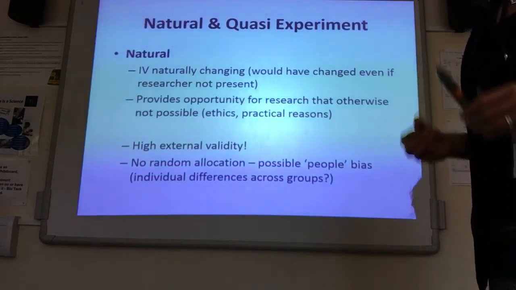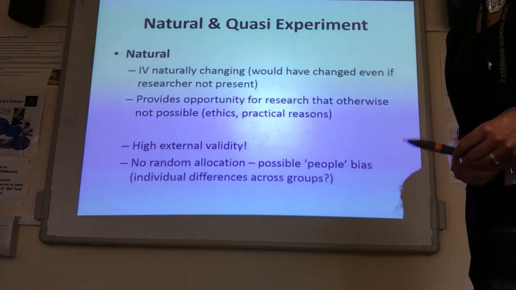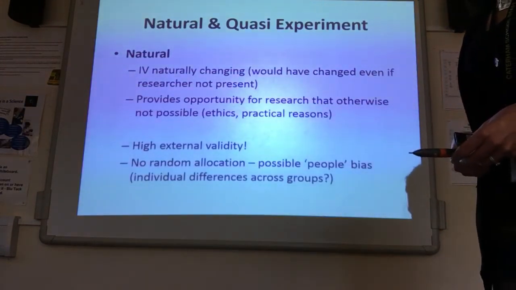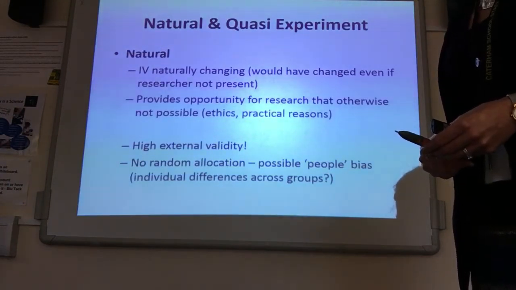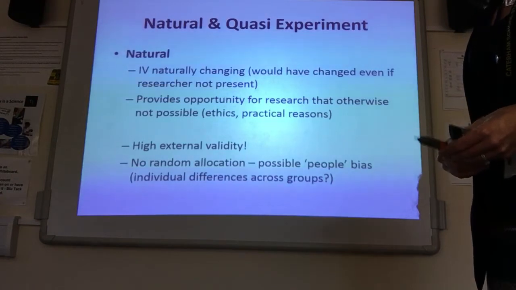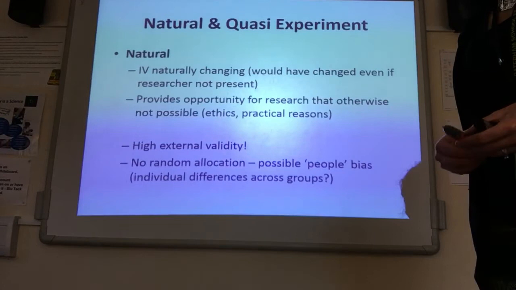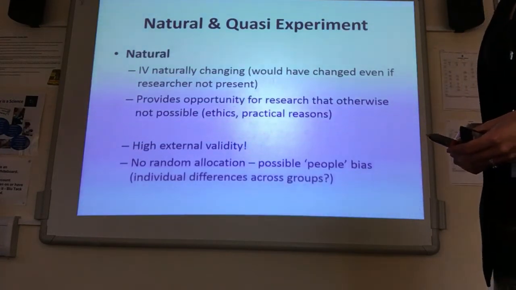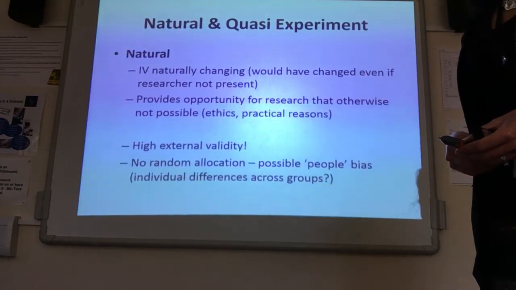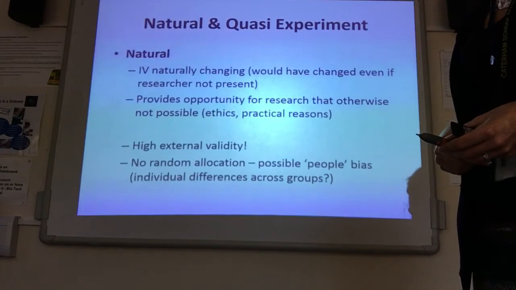Natural experiments have therefore high ecological validity, and they do share many of the advantages of a field experiment. However, because there hasn't been manipulation of the independent variable by a researcher, we don't have the presence or the benefits of aspects like random allocation. So it could be that inherently we are suffering from people bias, individual differences across groups, because of course it is a naturally occurring independent variable.